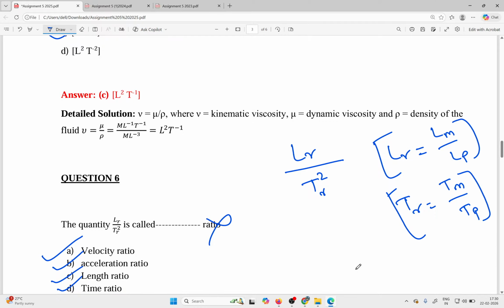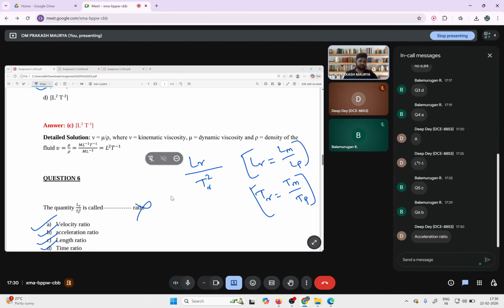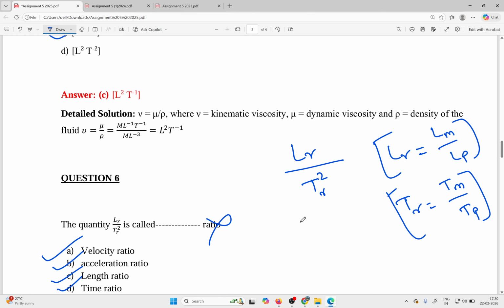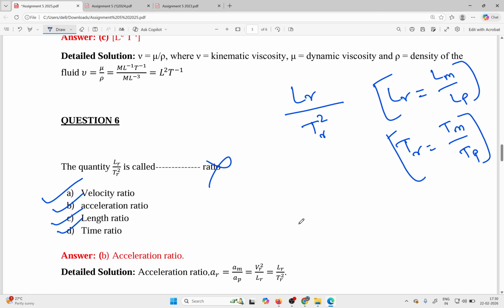Now please just try to write your answer. Bala is telling for question number 6 it is B, that is acceleration ratio. Deep is also telling B. Okay, this is acceleration. That's fine. Let me just check. Yes.